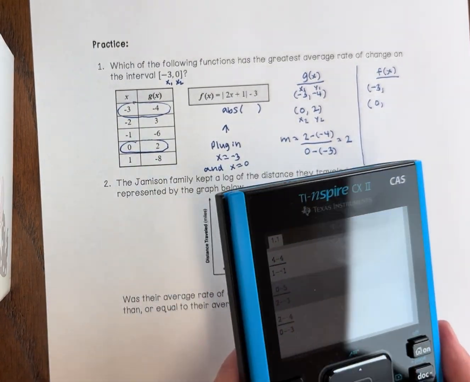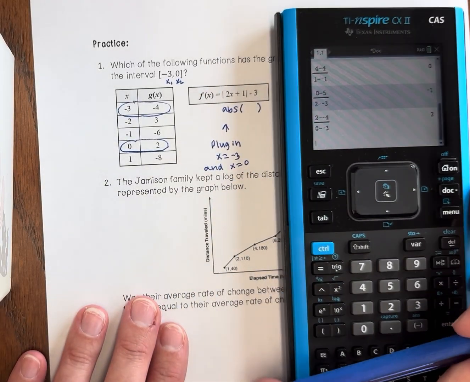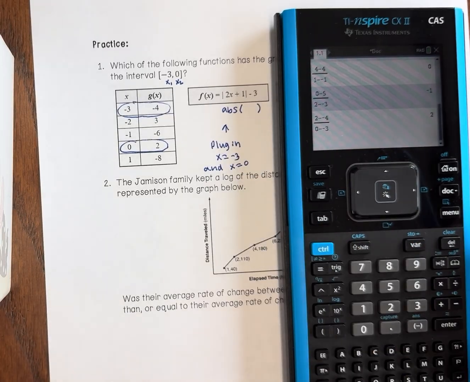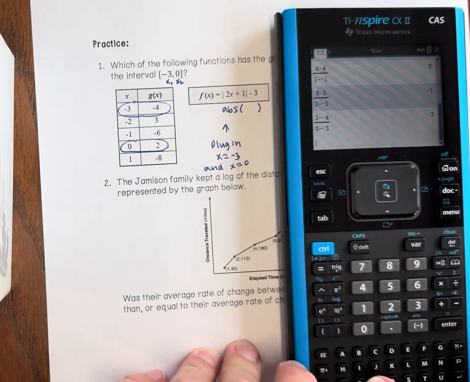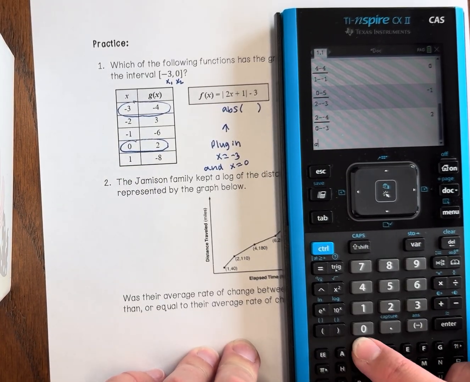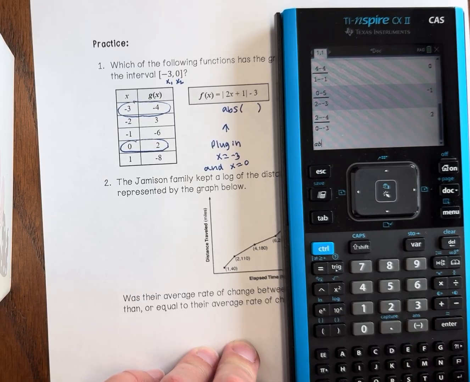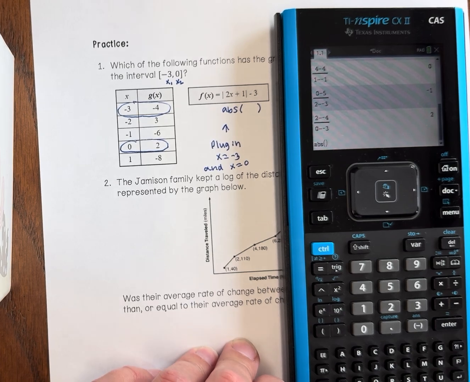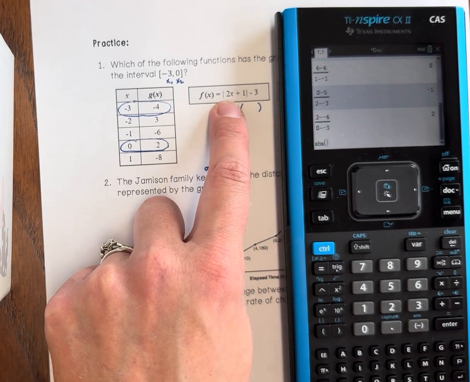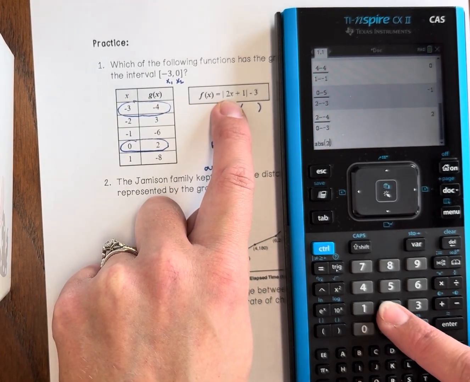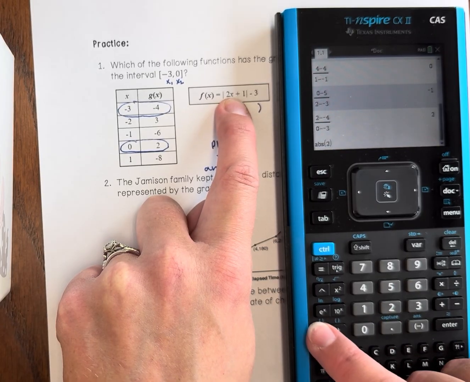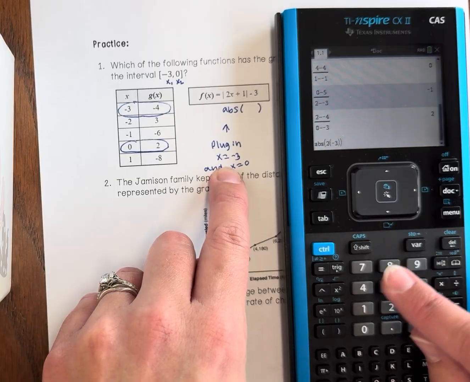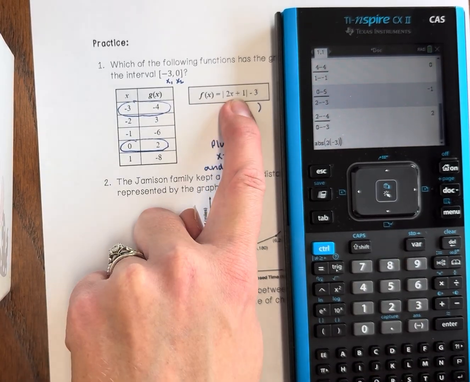So first, I'll plug in negative 3. So again, to make the absolute value bars pop up, I'm just going to type the letters down here. I'm going to type in A, B, S, and then a set of parentheses. Okay, that's going to convert this into absolute value. Now I'm going to do 2, and replace that x, so parentheses, with a negative 3. Close that set of parentheses, then plus 1.